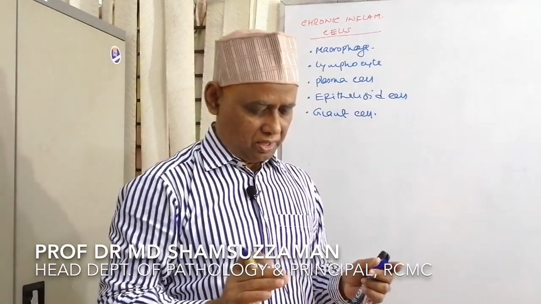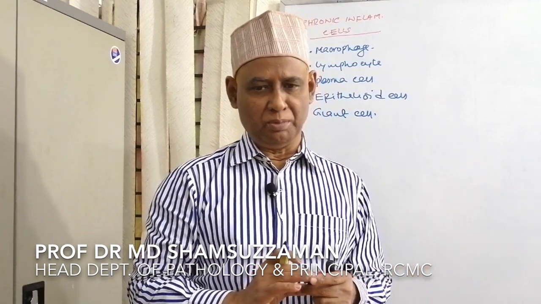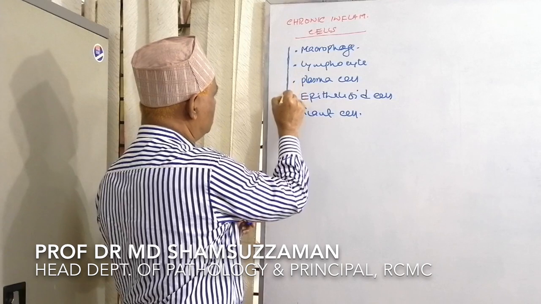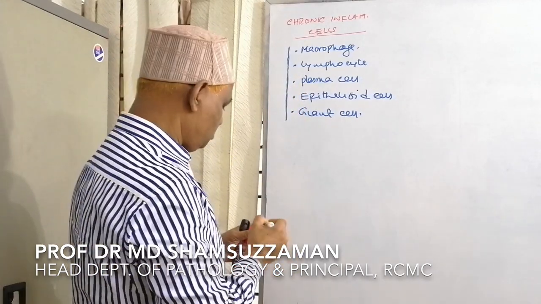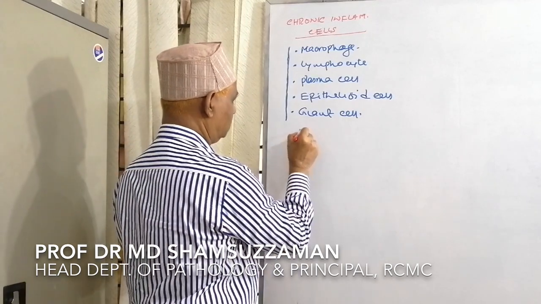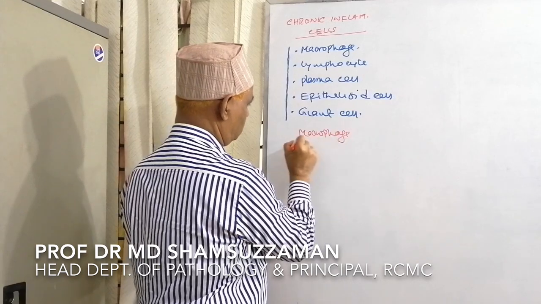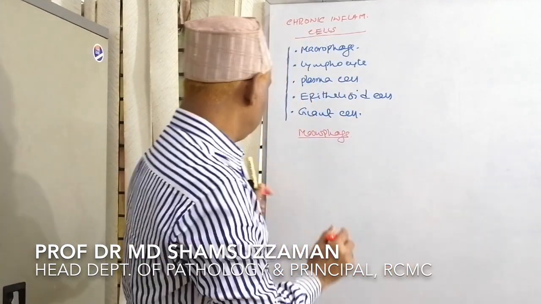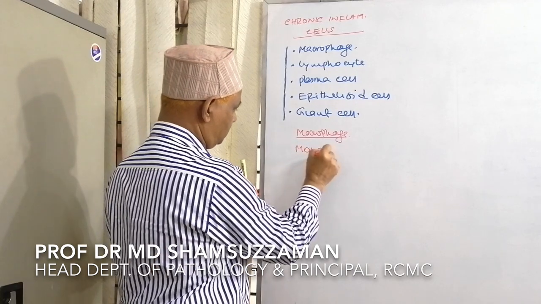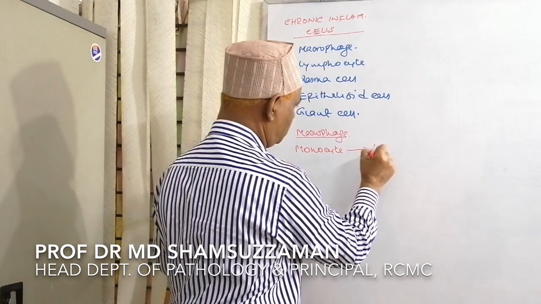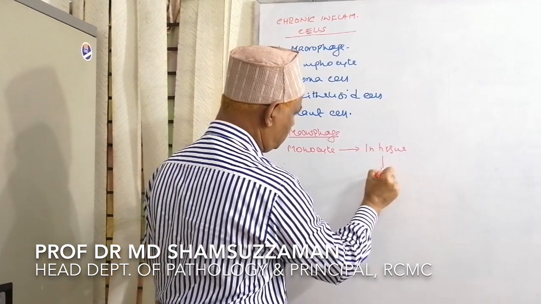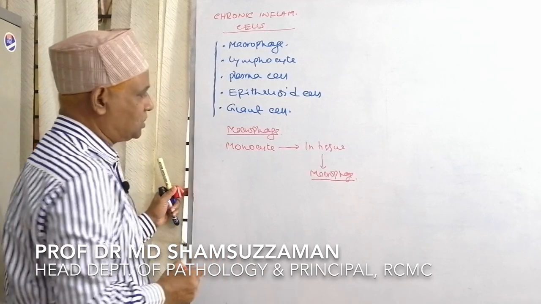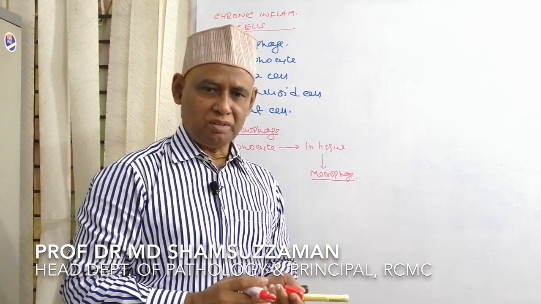We can recapitulate. There are acute inflammatory cells like neutrophil, eosinophil, and basophil, and these are the chronic inflammatory cells. At the site of chronic inflammation, these chronic inflammatory cells are formed. Now come to the first, macrophage. Dear audience, you know in blood, monocyte is one of the WBCs. When this monocyte comes into tissue, it is converted to macrophage. So macrophage is derived from monocyte, and we can recall tissue monocyte is called macrophage.